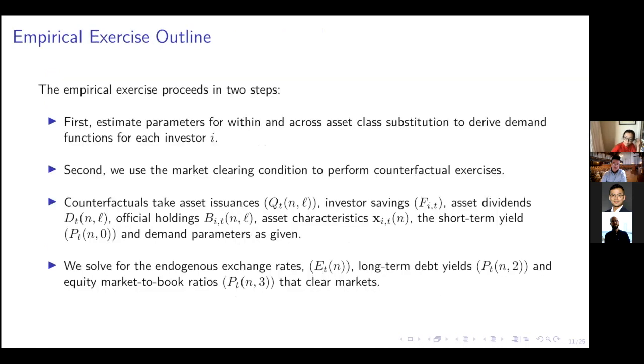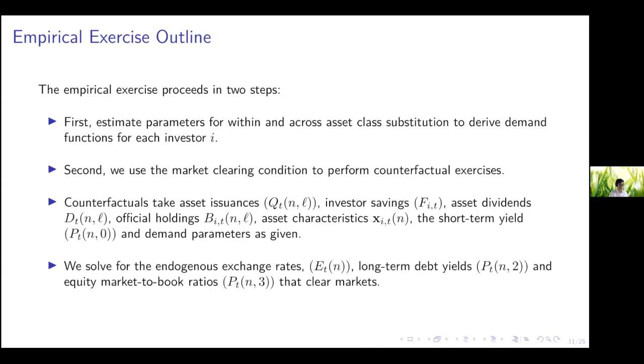All right, so with these equations in mind, we can now go and conduct our empirical exercise. And this is the outline for the exercise. So first thing we're going to do is estimate parameters for within and across asset class substitution. And this is going to allow us to derive demand functions for each investor I. Second, afterwards, we're going to use the market clearing condition on the last slide to perform counterfactual exercises. And essentially, we're going to take asset issuances, savings, dividends, holdings, asset characteristics, as well as short-term yields as given, as well as the parameters that we estimated in the first stage as given. So these are the exogenous components.